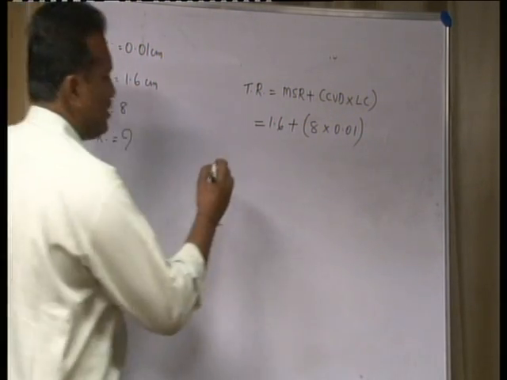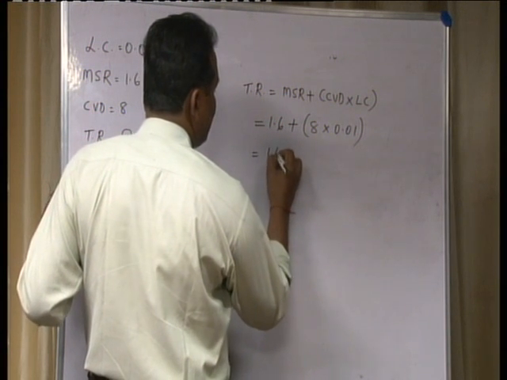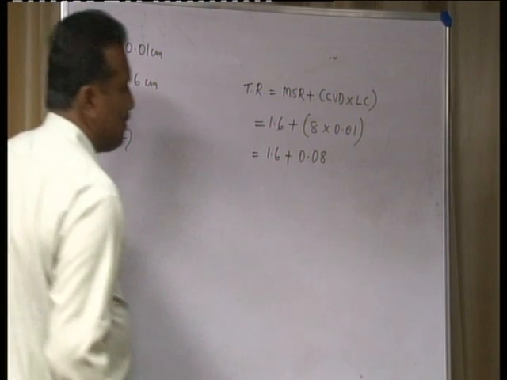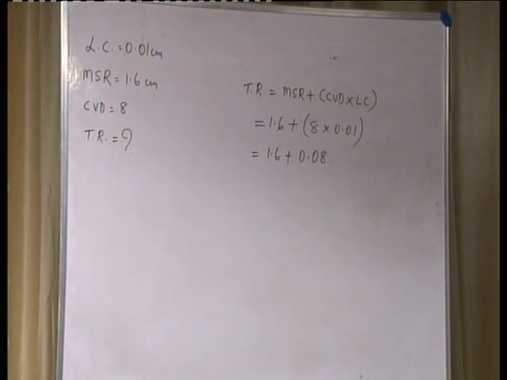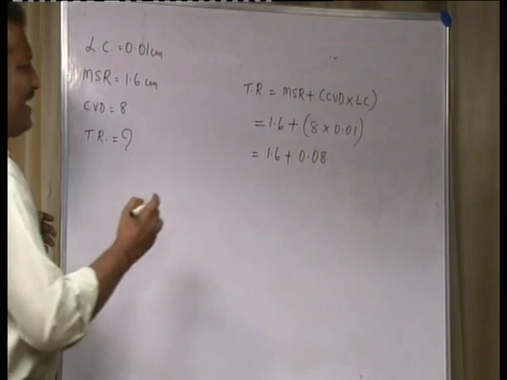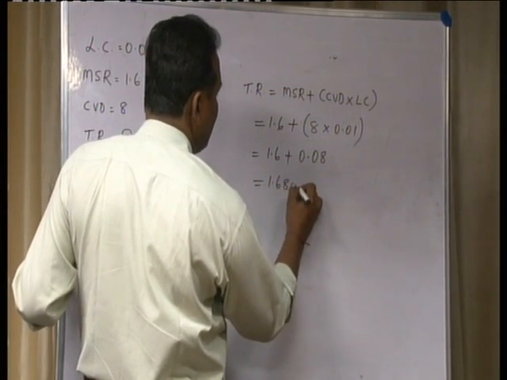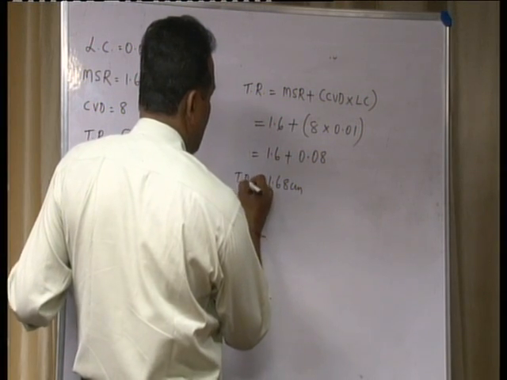Now, do the rest of the work. So, it is 1.6 plus 0.08, when we multiply 8 with 0.01. By adding these two, you will get 1.68 centimeter as the total reading.